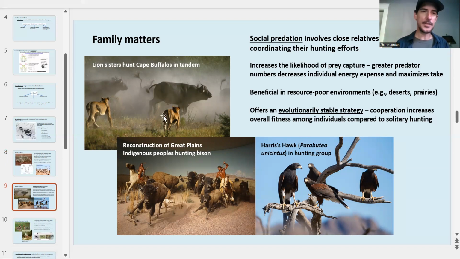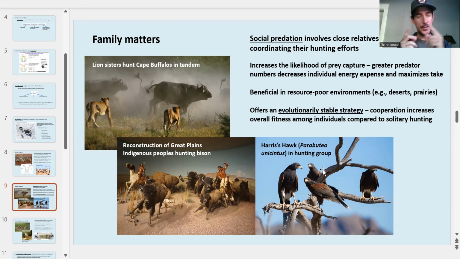And in all of these situations, we see a very similar unifying theme. First, this increases the likelihood of prey being captured. Greater predator numbers decreases the amount of energy that it takes to try to capture prey, and it also probably maximizes the take. So this is thought of as being a pretty beneficial thing, not just with the lions, but also in our own species, although it's not something we're doing a whole lot now in this way, and also in these birds. This also seems to be a type of behavior that's beneficial in really resource poor environments, things like deserts or prairie lands, where there aren't a whole lot of other opportunities to get resources or energy from the environment.